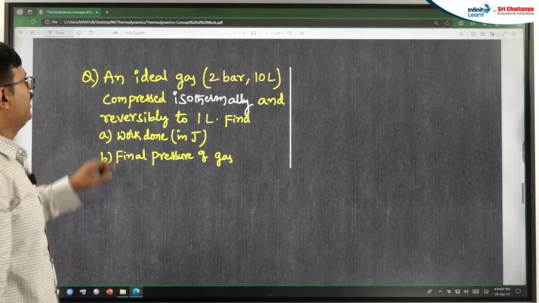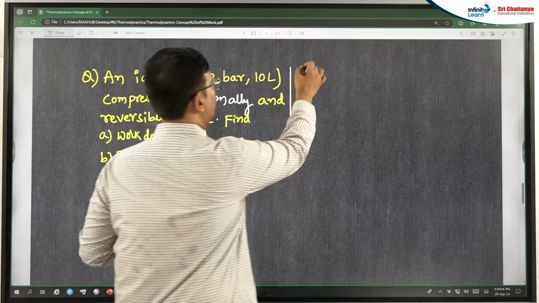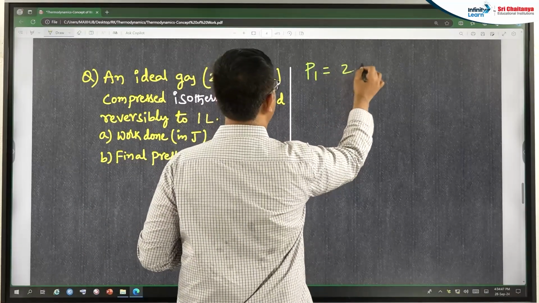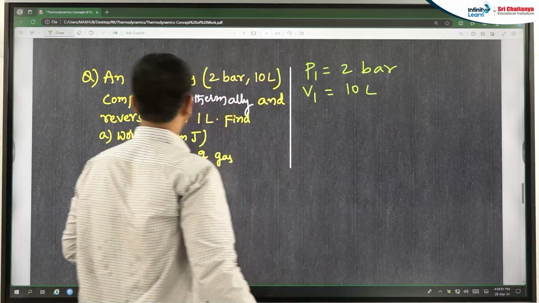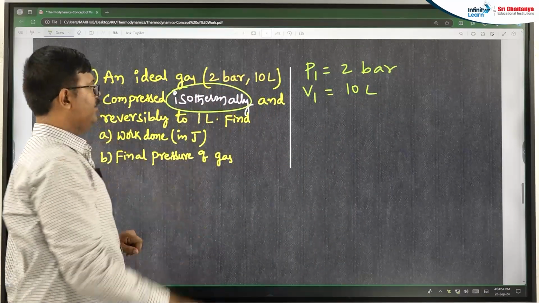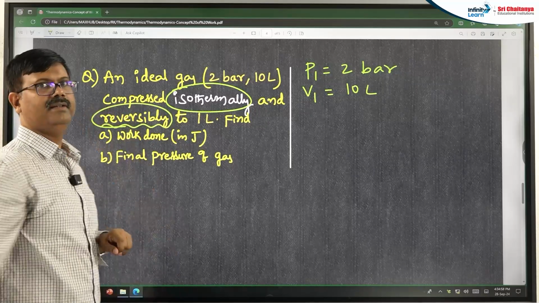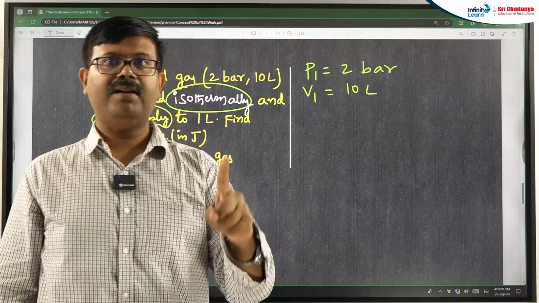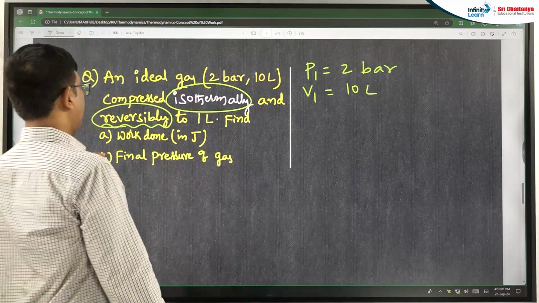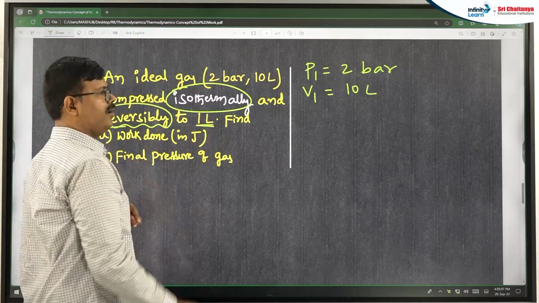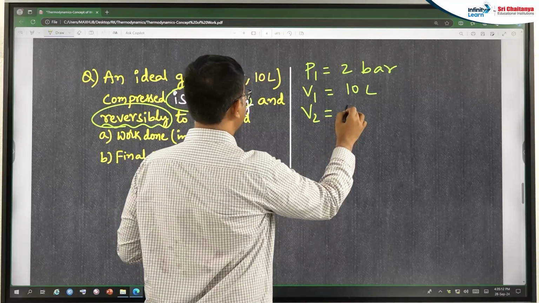Next, see, an ideal gas. Again, initial pressure is given. What is P1? 2 bar. What is V1? 10 liters. Again, isothermal. But see here, the word reversible, reversible process. So the work done formula will have a logarithm, remember. And to what state? Final volume 1 liter. So V1 is 10 liters, final volume is 1 liter.